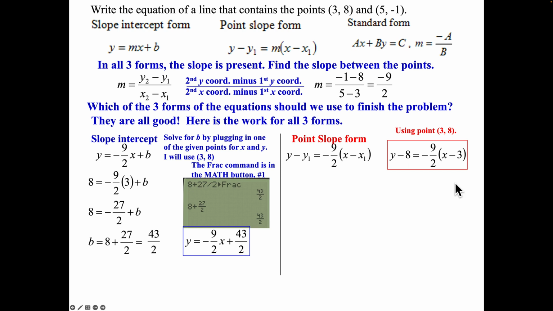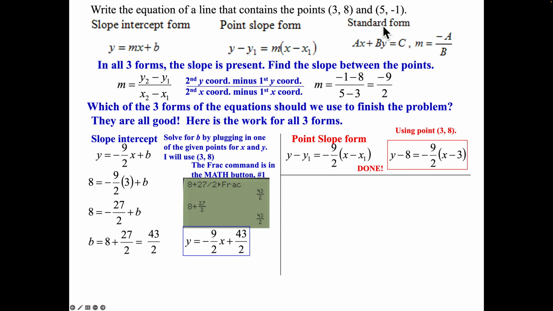You tell me right now which form of the equation is the easiest to write the equation of a line given 2 points. That's right, it is point slope form. You can't get any easier than that. Now, if I put in the other point, it's still correct. If you simplify both of them, you'll get down to this equation right here.